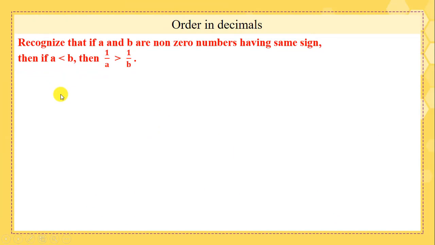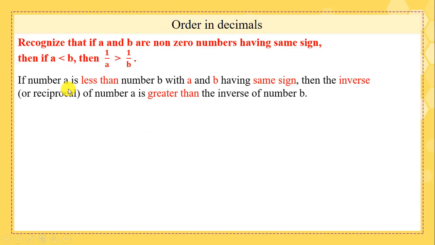Now the last objective. If a number a is less than number b, where a and b have the same sign, then the inverse or reciprocal of a is greater than the inverse or reciprocal of b. So we will have this property. If a and b are non-zero numbers having the same sign, then if a less than b, then 1 over a, the inverse of a, will be greater than the inverse of b, 1 over b.